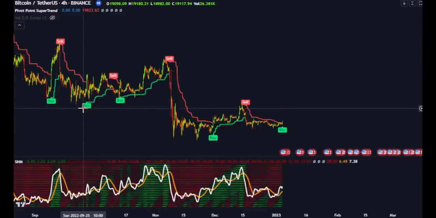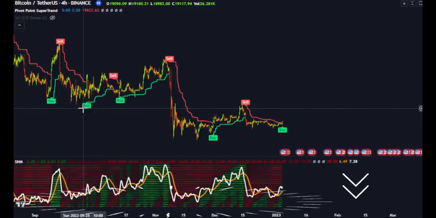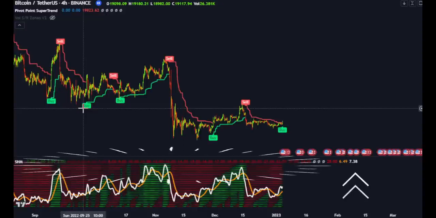As you can see here, we have the stochastic heat map indicator, which shows us visually how the stochastics have developed in different timeframes. At the bottom of the indicator we see the smallest timeframes because they react quickly to the movements. In the upper part of the indicator we see the higher timeframes because their reaction is slower but more stable.